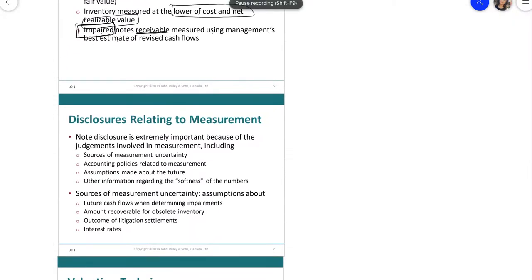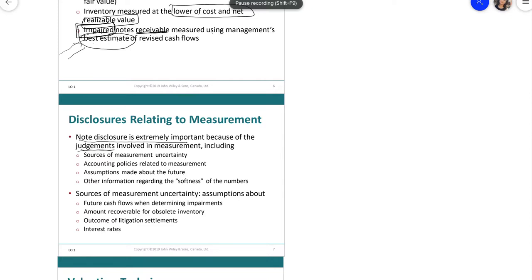Like we talked about in the previous chapters, disclosures are very important. Disclosures are extremely important because of the judgment. Sometimes what we use is just like a notes receivable, we use estimates. When we do use estimates, it is important to find out where we got the estimates, because there's uncertainty. We don't want any uncertainty in our financial information.